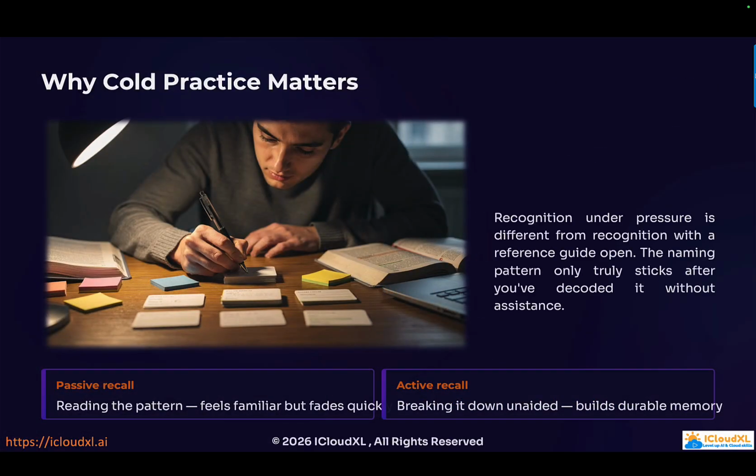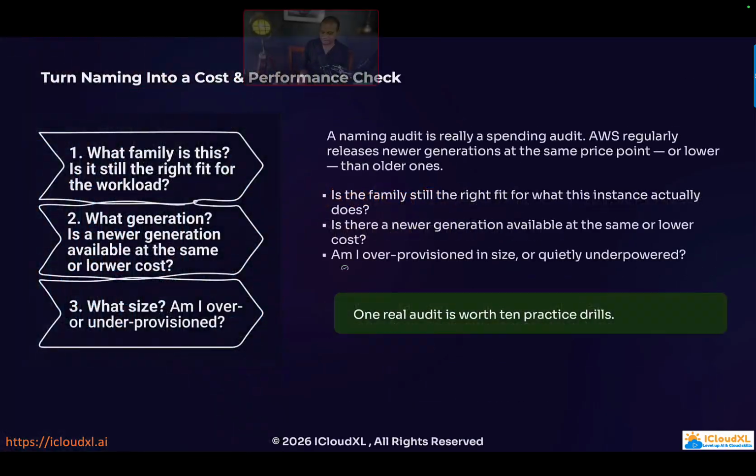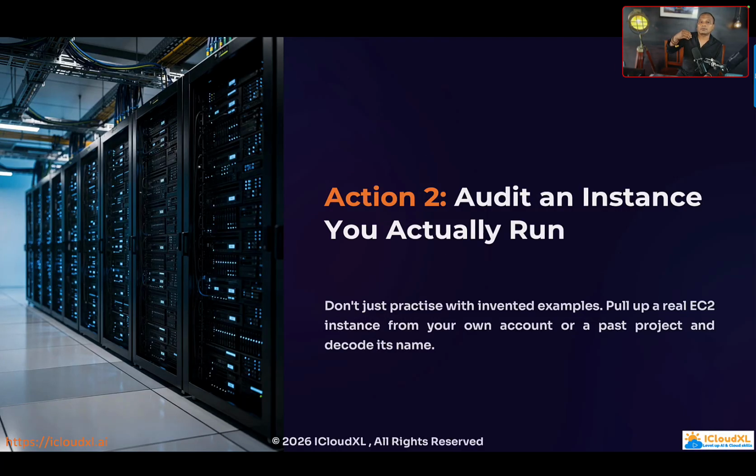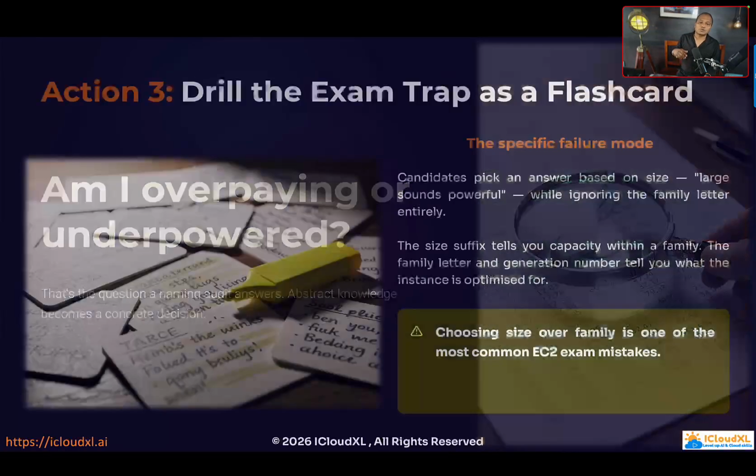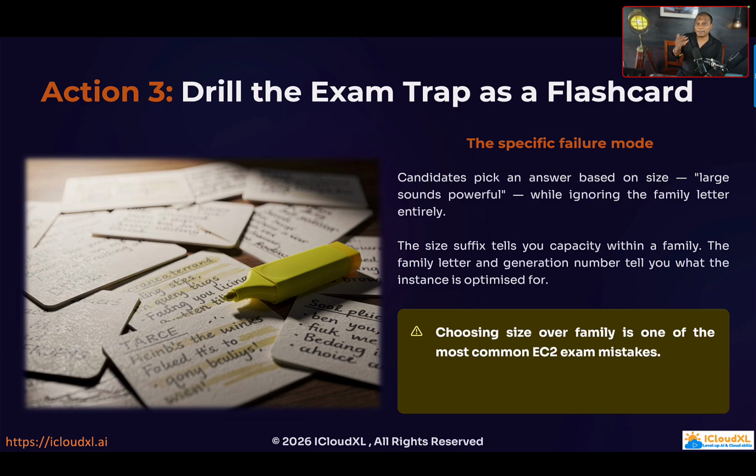Once you do that, then you audit. You go to your console, wherever you are working, and see what EC2 instances are running and audit them. Understand the EC2 instance type, family, generation, and then size, and understand whether this EC2 instance type is right for that workload. Then understand the cost implication and performance implication of that EC2 instance type running for your application. All right, so then ask questions: are you overpaying or not?